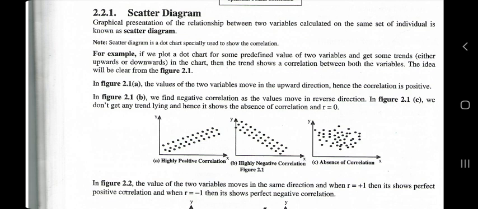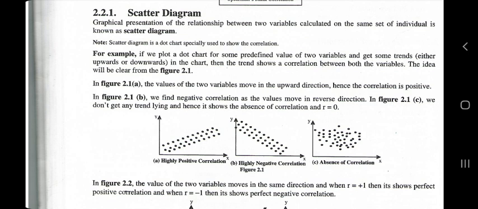Let's see the graph. First one, highly positive correlation. You can see the set of points is there, and all are linear, and whatever the data is given, the value of x is increasing, the value of y is also increasing. You can see, because data is moving from left to right in an upward direction. That's why it is called a positive correlation.